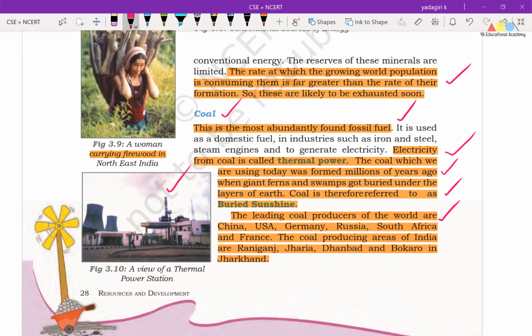Okay friends, the leading coal producers of the world are China, USA, Germany, Russia, South Africa, and France. So these are the leading producers of coal in the world. Friends, the coal producing areas of India are Raniganj, this is in Bihar, Jharia, Dhanbad, and Bokaro in Jharkhand.